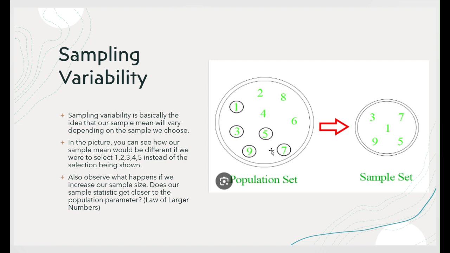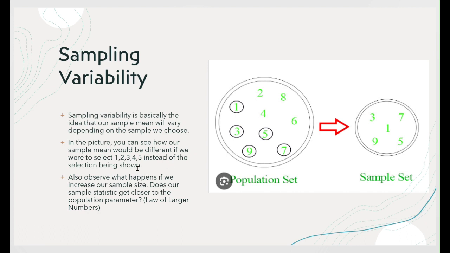So look at this picture, for example. We took a sample here from this population of numbers. We got 3, 1, 9, 7, 5. It has a certain mean, right? Which is perhaps a good approximation of the whole population mean. But if you think about it, what if we selected 1, 2, 3, 4, 5, right? 1, 2, 3, 4, 5 would have a mean of 3, which would perhaps not be as good a representation of the population. So it depends on the sample that we choose.